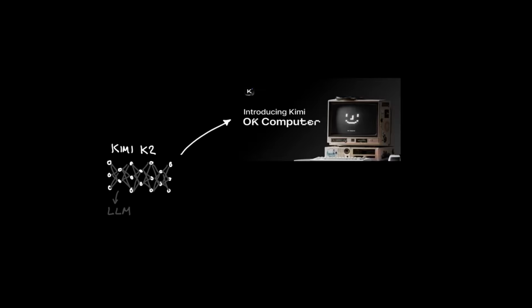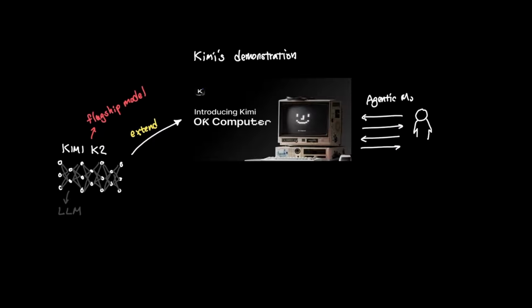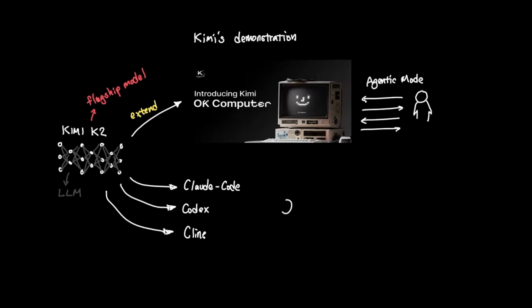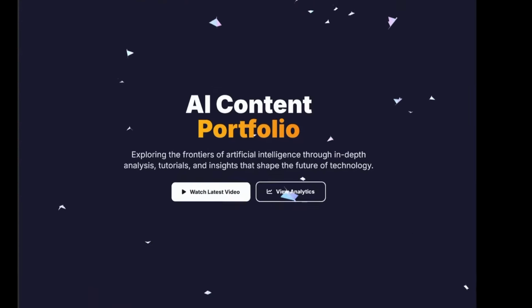product. The release of OK Computer to me is Kimi's demonstration of how you can extend their flagship Kimi K2 model to an agentic mode. In other words, while we certainly can use Kimi K2 on third-party applications like Claude Code, Codex, and Cline, OK Computer is Kimi's demonstration of how a strong model like Kimi K2 can be used for agentic modes that end up creating products that look something like this.